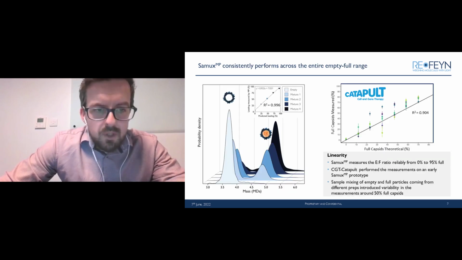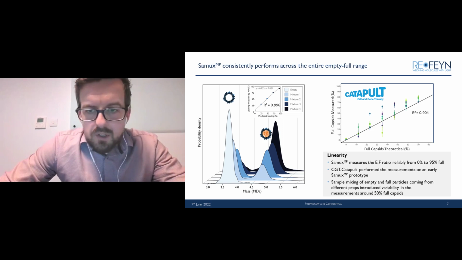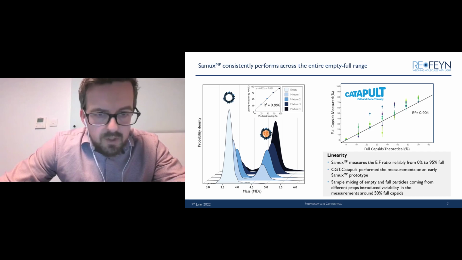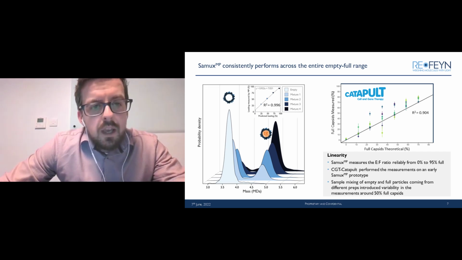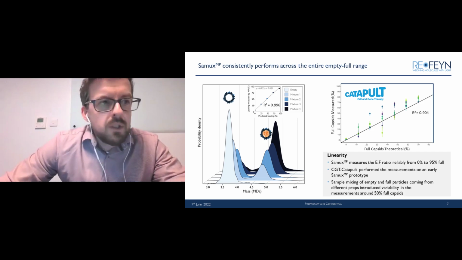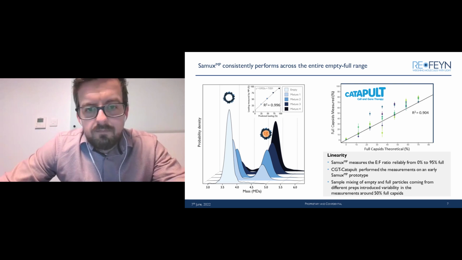We know that the SAMX-MP performs consistently across the entire empty full range. So shown on the left here is mass photometry data that we captured in our laboratories in Oxford, where we used 5 different mixtures of empty and full particles, ranging from 0 to 95% full. On the x-axis, we can see the predicted loading, and on the y-axis, we actually have the measured values captured with SAMX. What we can see is that we can reliably measure throughout the empty to full range.